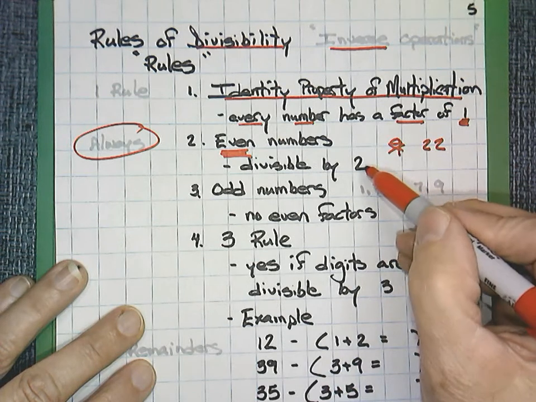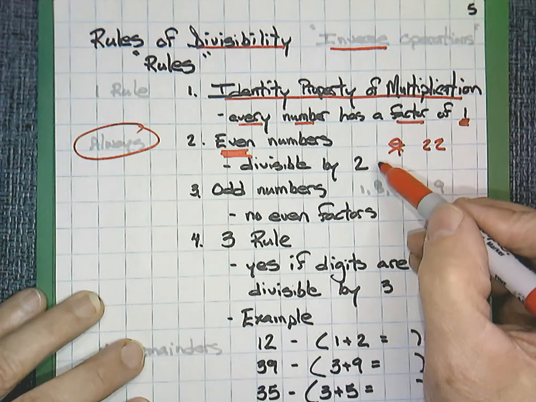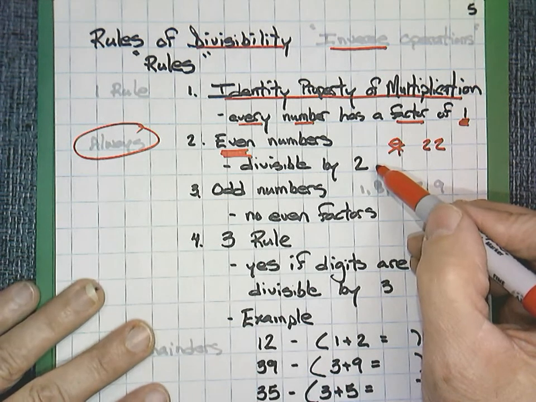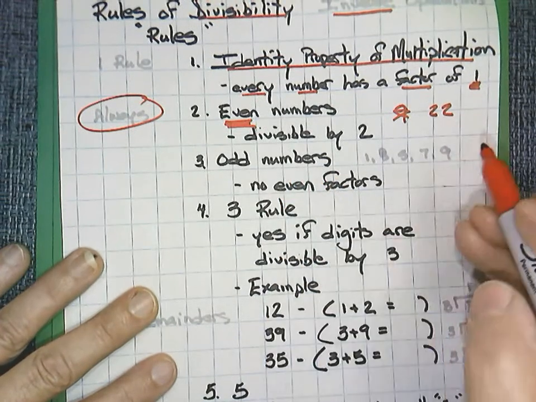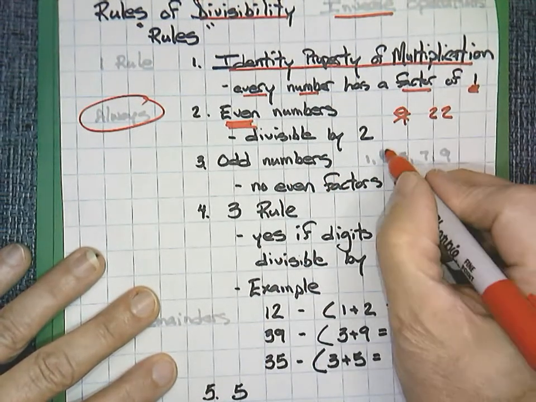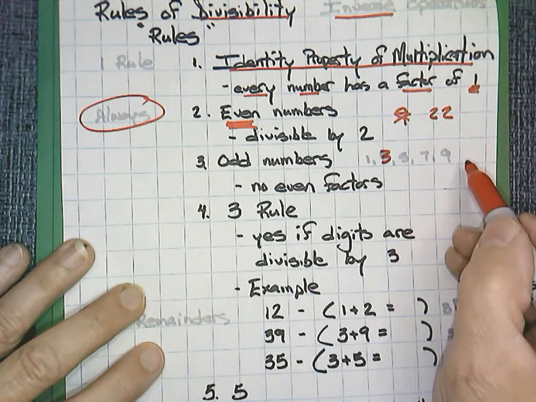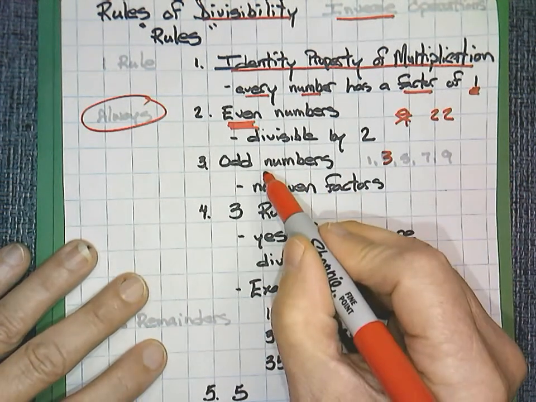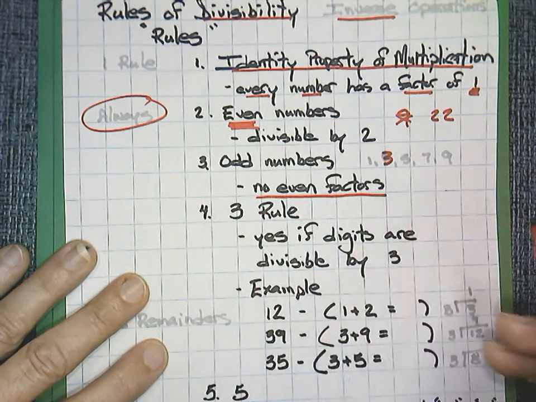And then you ask, well, 2 times what? That'll be our job to figure out in the next page or two. But at least you know that it's divisible by 2. The next rule would be odd numbers. Remember that odd numbers end in 1, 3, 5, 7, and 9. If you have an odd number that you're evaluating, it will not have any even factors.